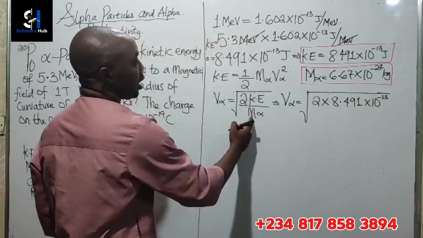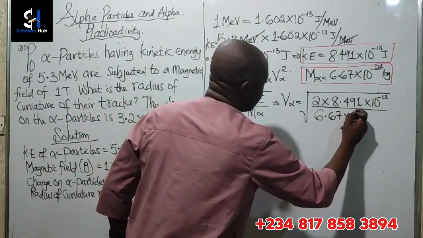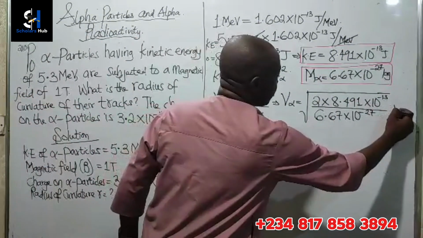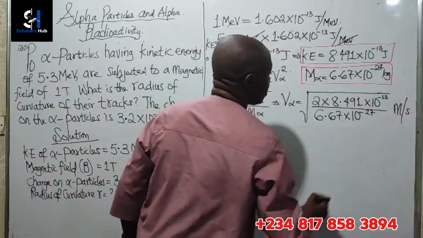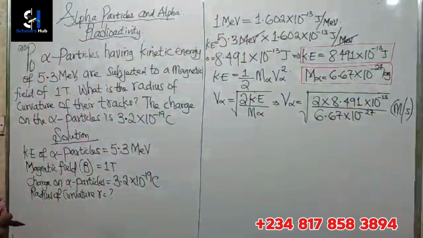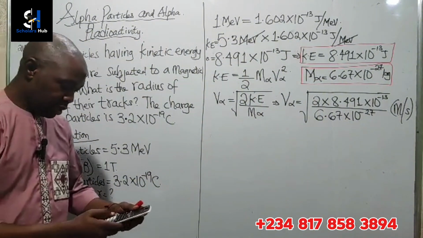Minus 13. And we have the mass of alpha particle to be 6.67 times 10 raised to the power of negative 27. So the unit, remember, is meters per second. That's the unit of velocity.